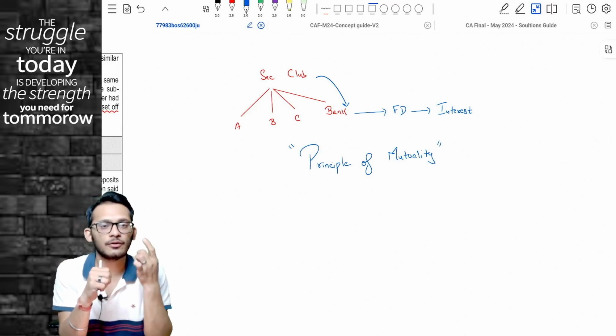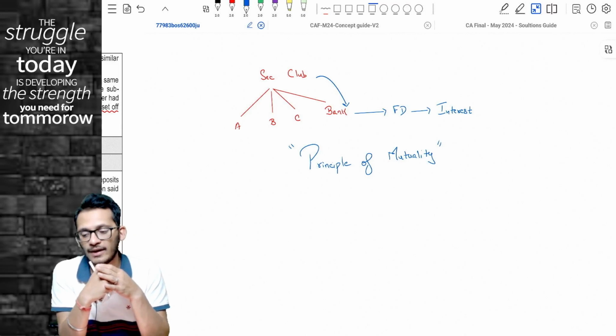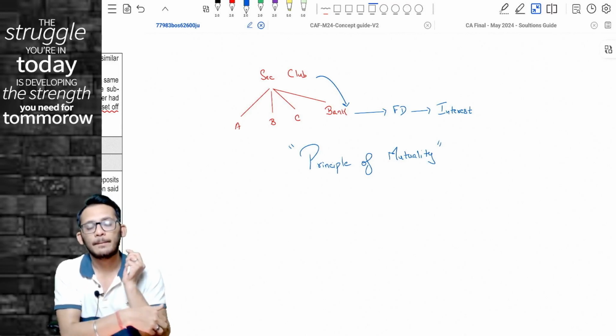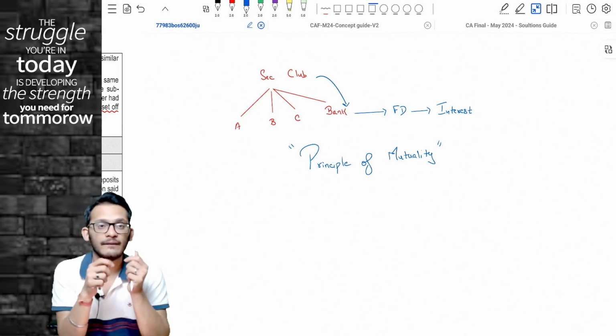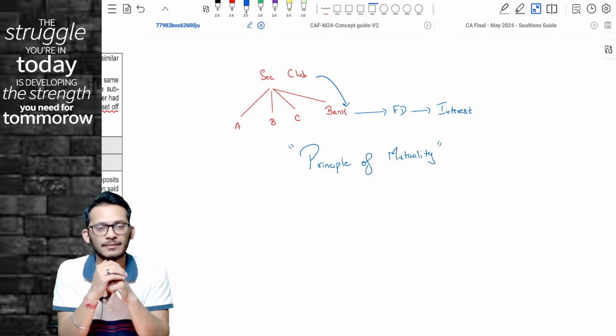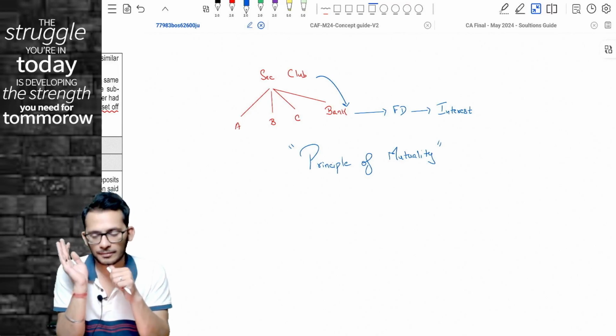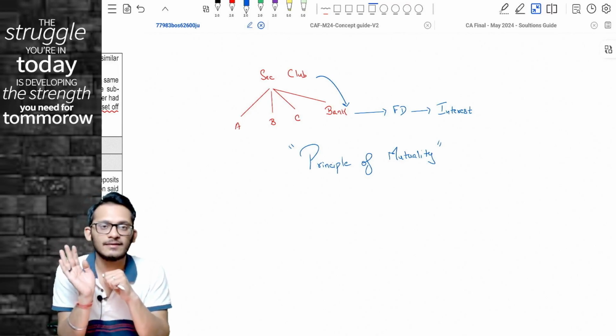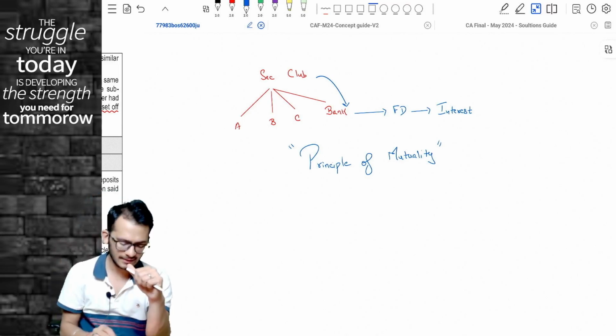The issue then went to the assessing officer, and the assessing officer now has to decide whether the interest given by the bank, which is a member of the Sikandrabad club, on an FD created by Sikandrabad club is an income or not. Facts are clear? Yes, let's read.